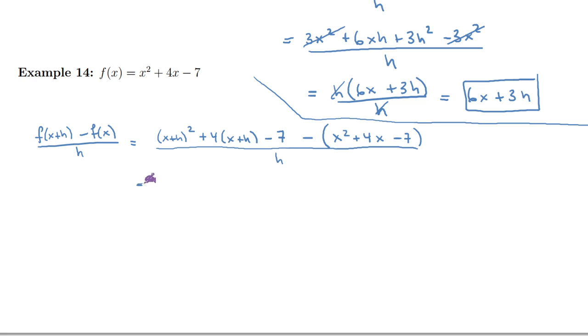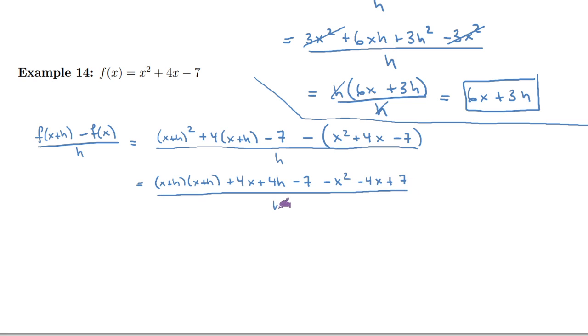Okay, so next step, let's FOIL this out and we'll distribute some of these terms. So this is x plus h. Well, at least let's just write it out. x plus h times x plus h, and then we can distribute this 4. So this will be 4x plus h. Oh, sorry, 4h minus 7, and then minus this negative is going to get distributed. So this will be minus x squared minus 4x plus 7, all divided by h. And already we actually get some cancellation, which we can take care of right now, right? This 4x and this minus 4x, this minus 7 and this plus 7.